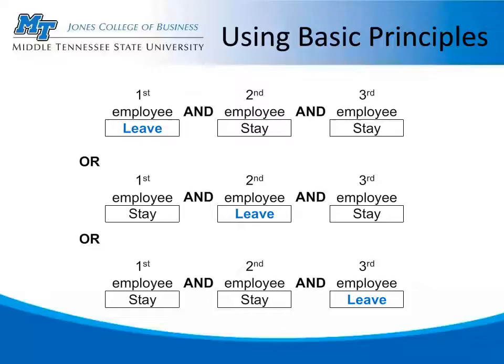What's the probability of that particular arrangement? Every one of these arrangements is going to have the same probability because we're looking at statistical independence. The fact that the first one leaves doesn't change the probability of the second one staying. Likewise, the probability that the third one stays is not affected by whether or not the first one leaves or not, or the second one leaves or not. The probability of staying is 1 minus 0.1, which is 0.9.